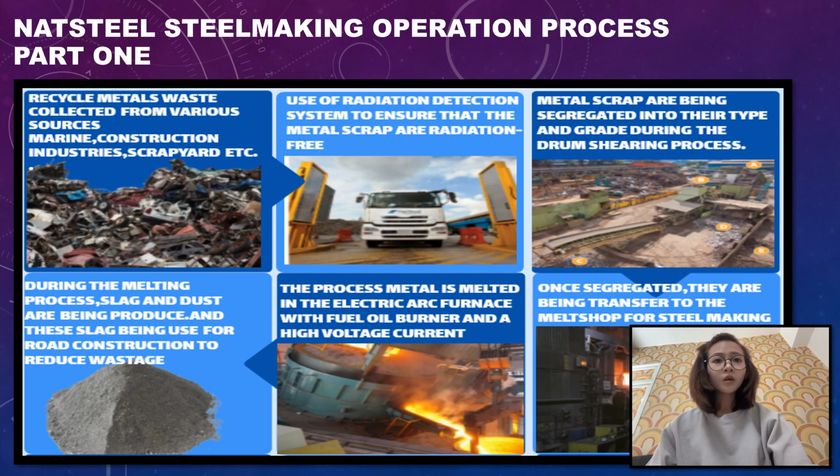From the first diagram, construction and other industries send metal waste to NATSTEEL for recycling. They use a radiation detection system to ensure that the metal scrap is radiation free. After this process, metal scrap is segregated into its type and grade during the drum shaving process. Once segregated, it is transferred to the melt shop for steel making using a high voltage current machine. During the melting process, slag and dust are produced, and these are used for road construction.